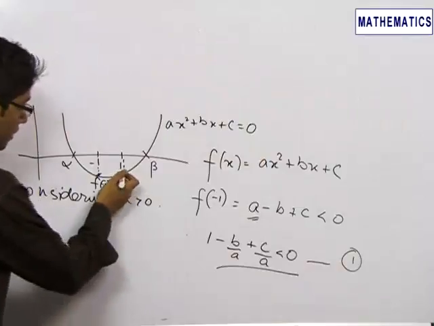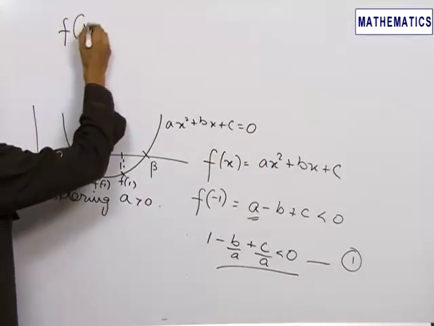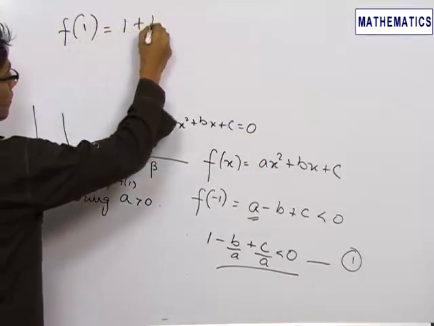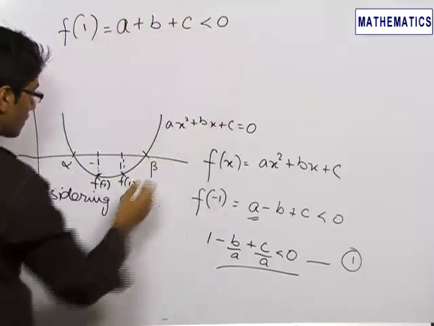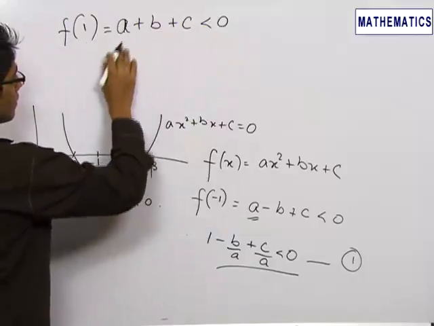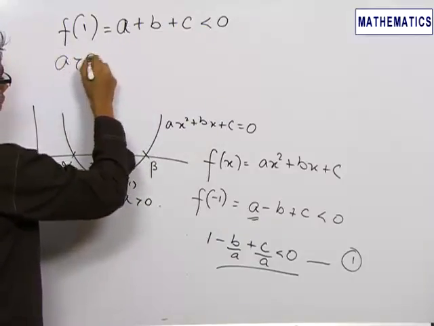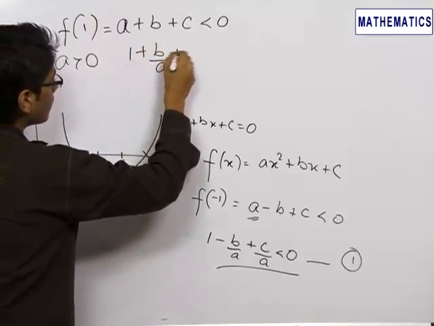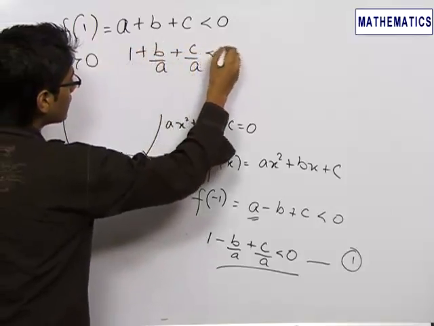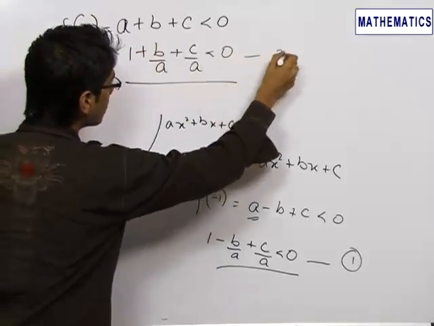And also we can clearly see the value of f of 1 is equal to a plus b plus c, which is again less than 0. Now since a is positive, dividing the whole equation by a again, we get 1 plus b by a plus c by a is again less than 0. This is our second equation.